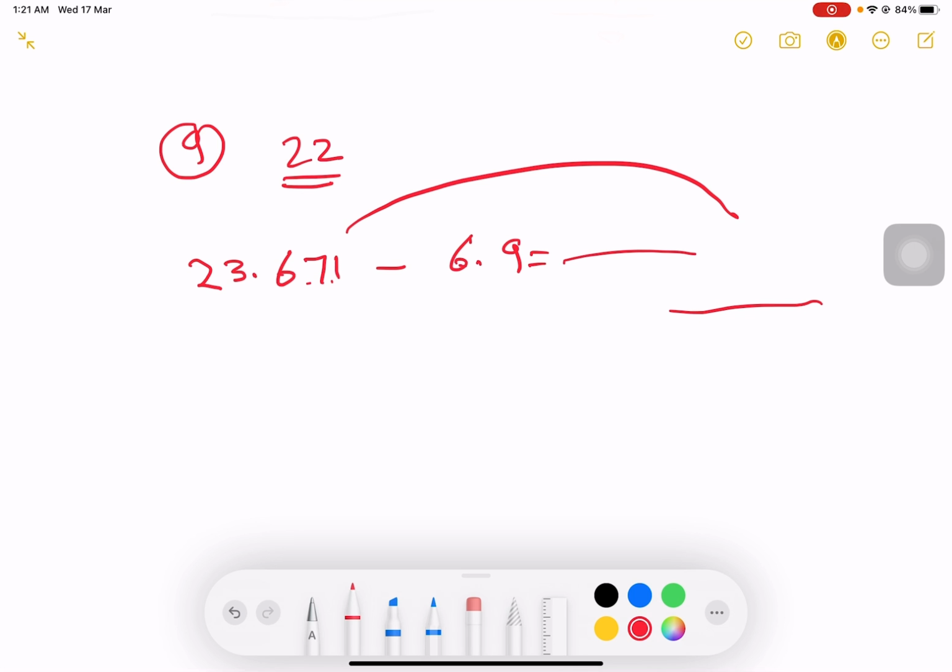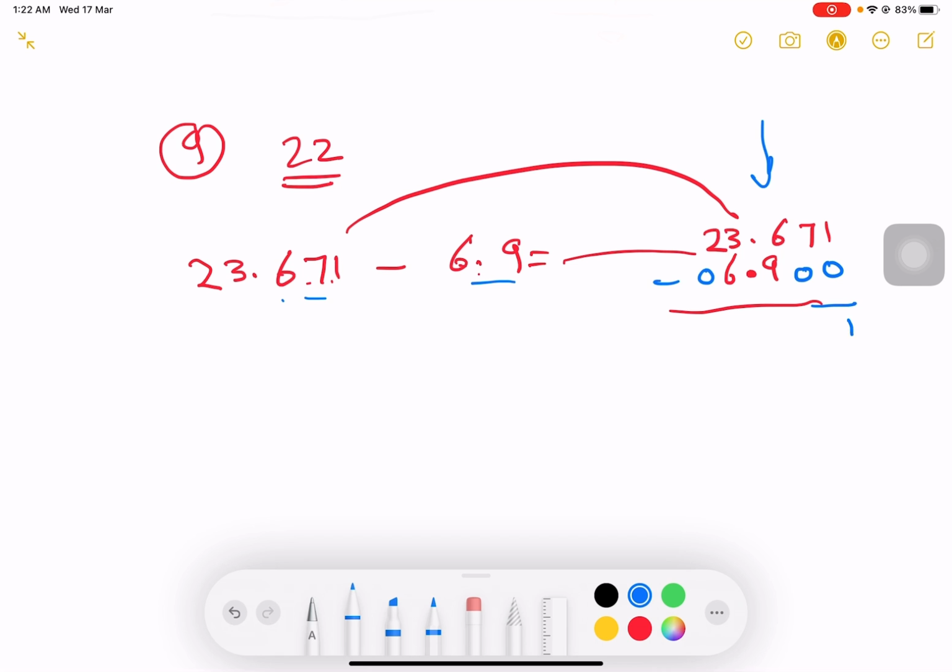I will start with the big number, 23.671. Then you are going to write under it 6.9. The decimal should go under the decimal. The 3 will go under the 6, and this is 9. What I will do with the rest of the digits, I will put zeros. Now I'm going to subtract. So the question was written horizontal, I put them under each other vertical. We call this vertical.